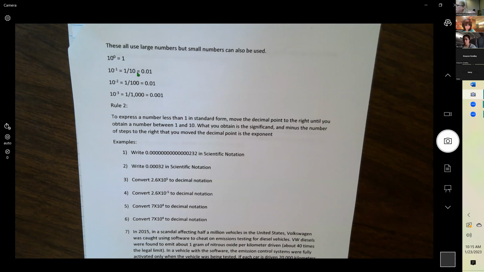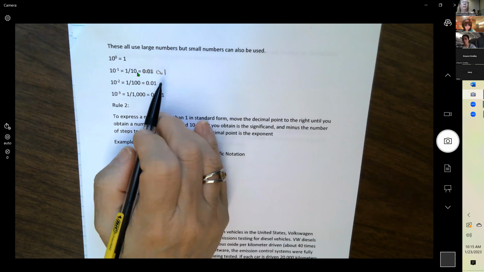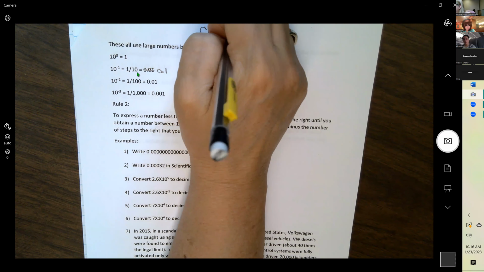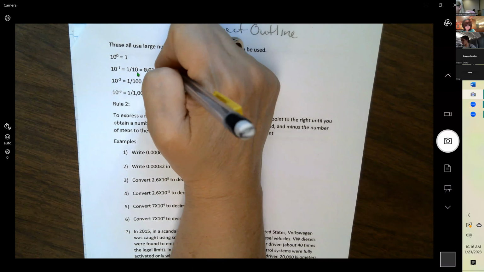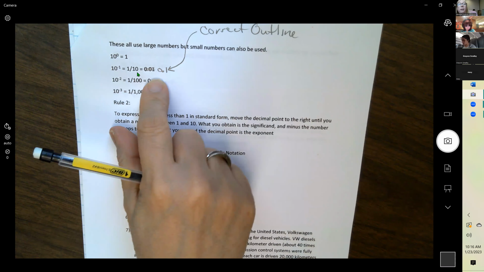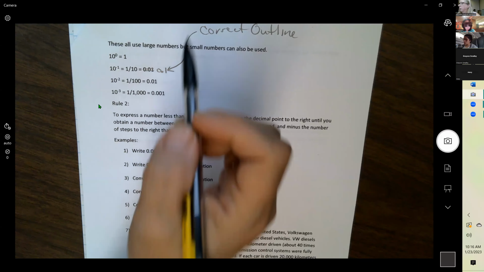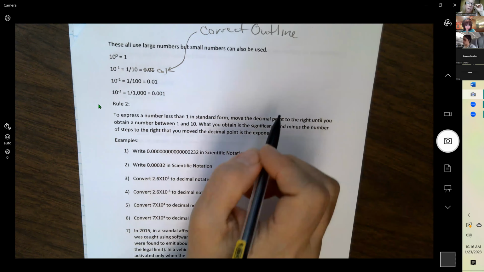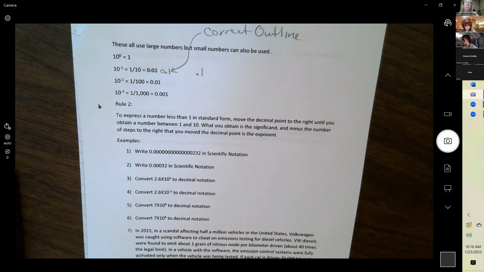Or, whoops, this is not right. This should be 0.1. I need to remember to fix that. They put a 0 in the front so that when you're writing sentences and things like that, it doesn't look like a period. It's not wrong without the 0 in front of your decimal. I would not take off for .1 instead of 0.1.